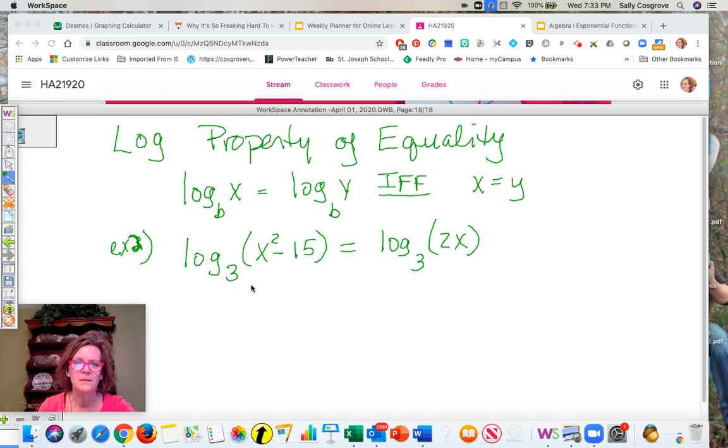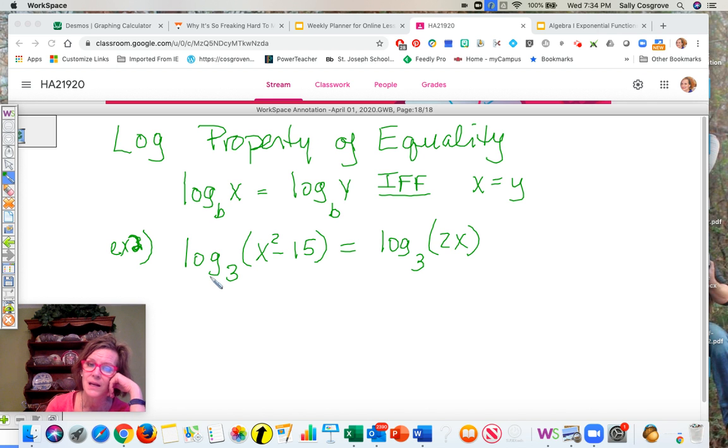All right. Now you notice what? I've got logs on both sides this time, don't I? And I notice that both of them are base 3. That's good. They would have to be in the same base to use this property. See, log base b. This isn't log base b and log base c. They're both the same number here. Well, that's exactly what I have. So this follows the pattern in the equality property.